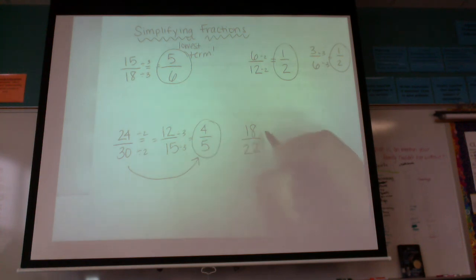18/22. Those are both even numbers, so you can divide them both by 2. That would be 9/11. Is that simplified as far down as it can go, or can it be simplified more? Should be down as far as it can go.